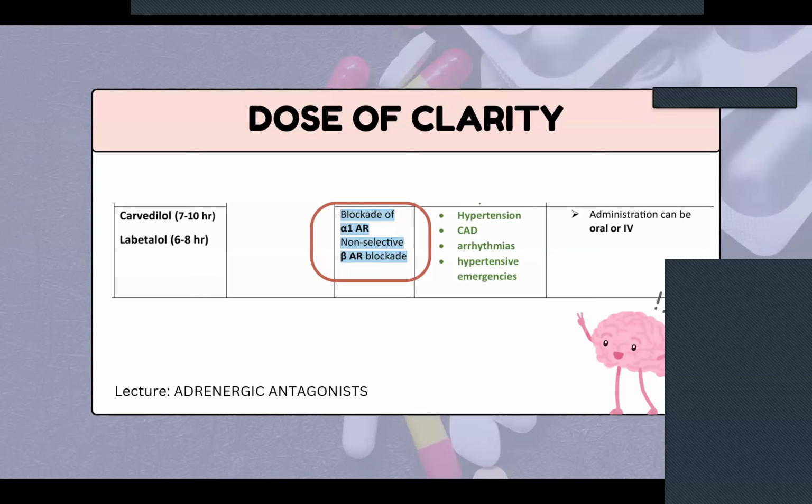Whereas metoprolol and atenolol are what kind of blockers? Which receptors do they block? Metoprolol and atenolol, beta 1. Excellent. But in the question, they also mentioned alpha 1. So that's why the answer was labetalol.